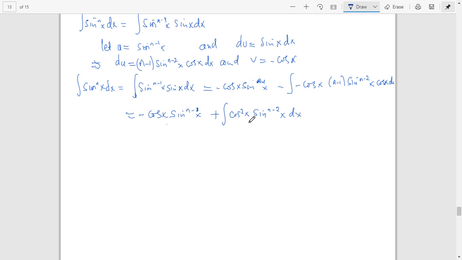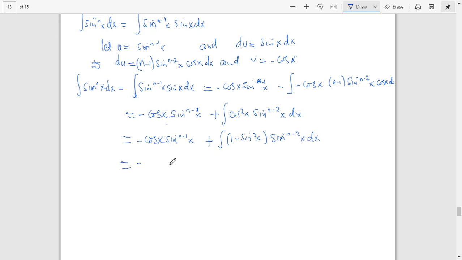I'd like to do something here. Since I'm working with sine x, I'd like to change this cosine squared to sine. Recall that cosine squared plus sine squared is equal to 1. So cosine squared is equal to 1 minus sine squared. If I make that substitution, I'll get n minus 1 times the integral of, instead of cosine squared, 1 minus sine squared of x, and then sine to the power of n minus 2 of x dx.